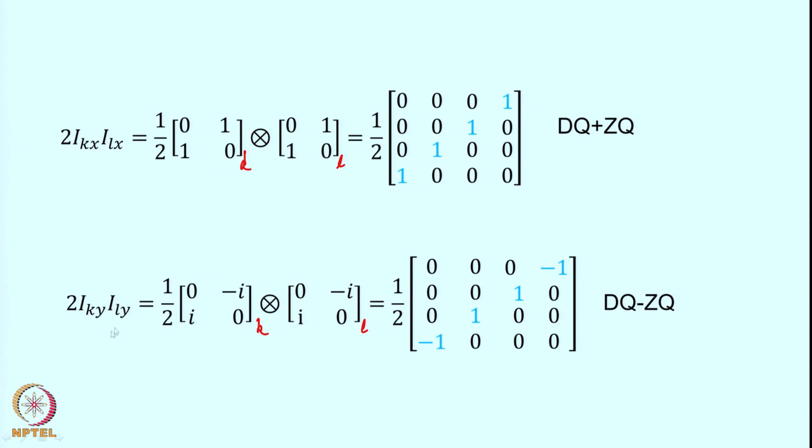Now if I take ky ly, then I have 0 minus I, I 0, direct product is 0 minus I, I 0, and this gives me once again real numbers here in the 4 by 4 matrix. I get here minus 1, 1, 1, minus 1, and all other elements are 0. Therefore, because of the opposite signs of these two, this will be represented as double quantum minus zero quantum. Okay, so now what do we do?